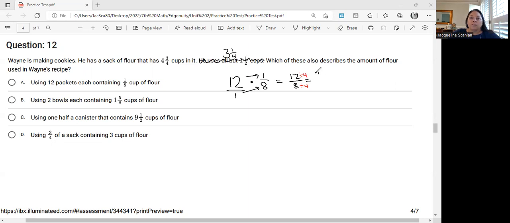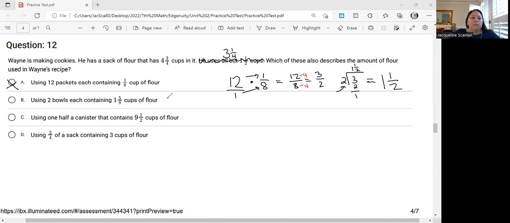And 12 divided by 4 is 3, and 8 divided by 4 is 2. And then to take 3 halves and turn it into a mixed number, I say 2 goes into 3. Top dog goes in the doghouse. 2 goes into 3 one time with 1 left over. So this becomes 1 1/2. This becomes my numerator. This is my denominator of that fraction. So in this case, if he used 12 packets that each contain 1/8 cup of flour, he would be using 1 1/2 cups of flour, which is not 3 1/4. Okay, so that is incorrect. So it's not A.